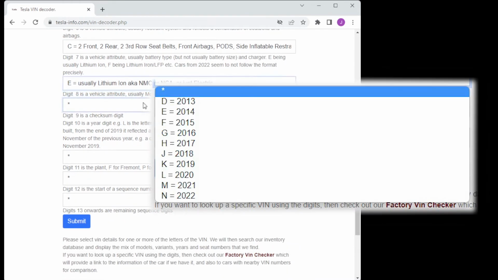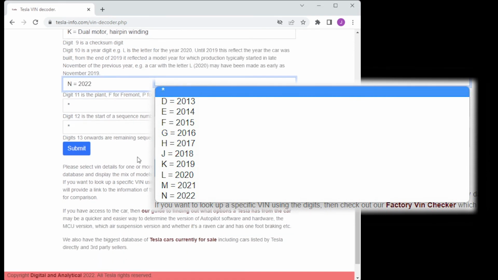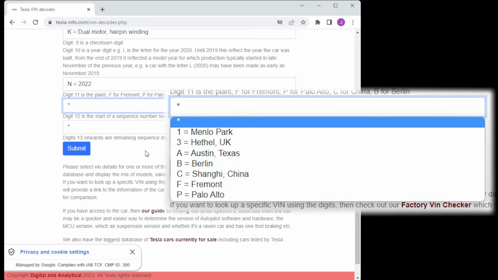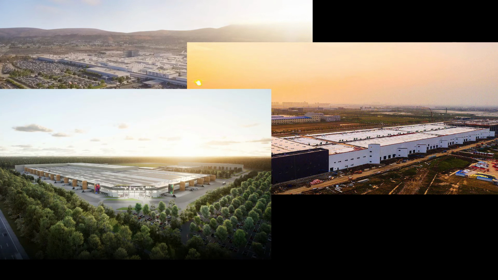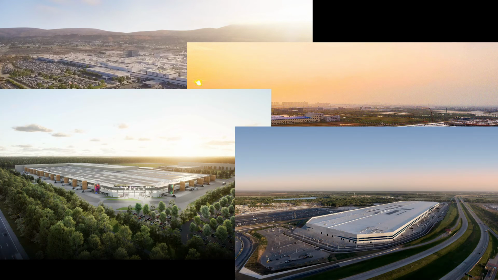The 10th digit is the year. Now Tesla used to stick very much to the year the car was made, but now they've moved to a soft model year version, so a particular year tends to start production in around the November time of the previous year. The 11th digit is where you get to find out which plant the car was made in, and currently Tesla have 4 different plants. There's Fremont, there's China, Berlin, and Texas.